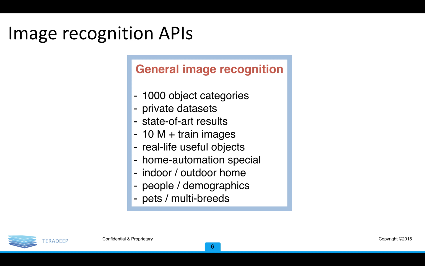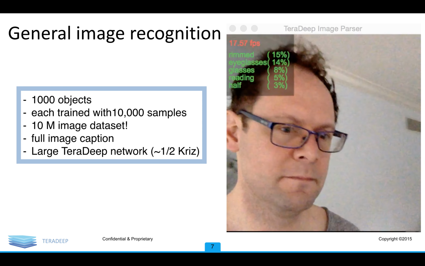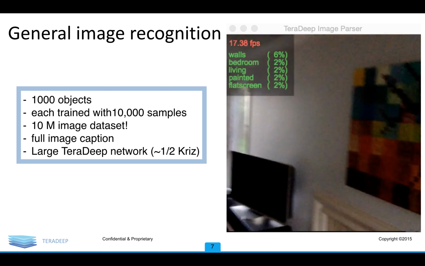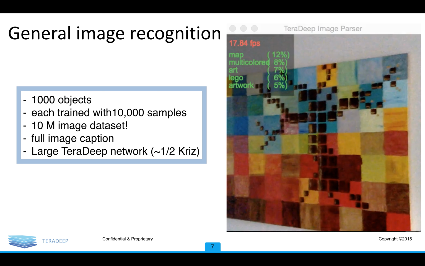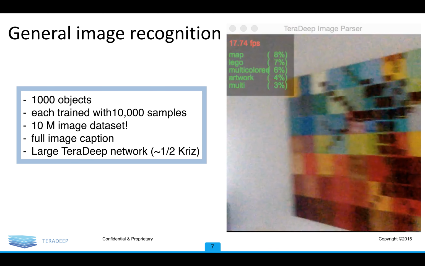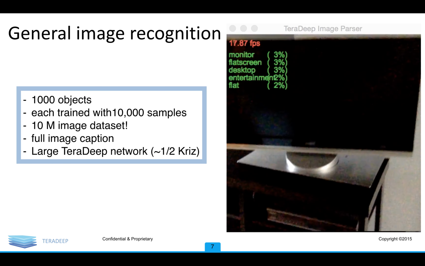So it's a very large data set that people can train and recognize pretty much any kind of home or home automation related object that might be interesting. So here you see an example of our general object recognition capability. This is a network trained with 1,000 objects, each one with 10,000 samples on a 10 million object data set. So this is 10 times bigger than the state-of-the-art data set that has been used publicly.